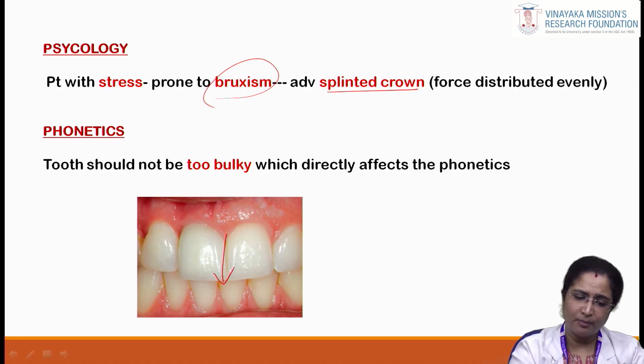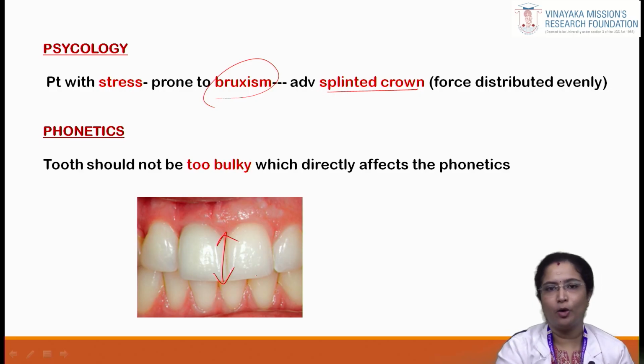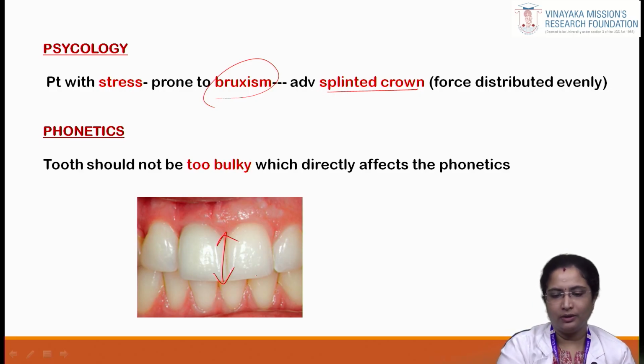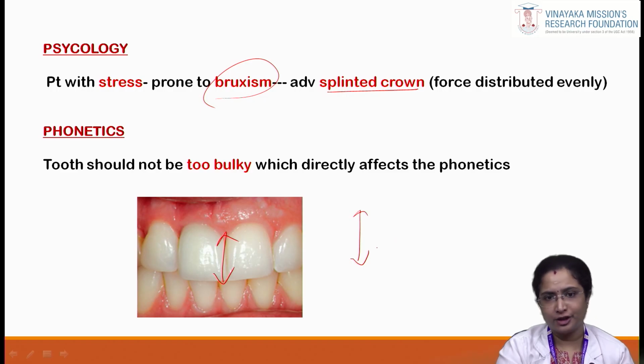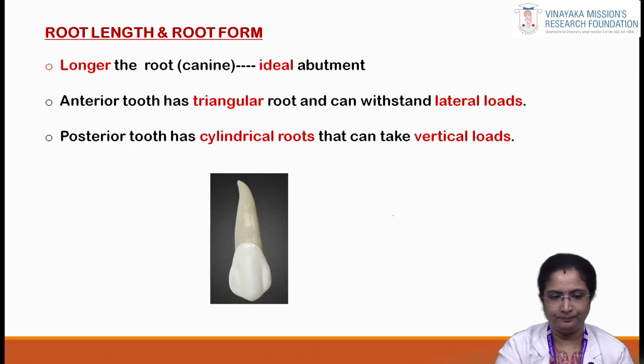In areas where the pontic height is too much or a bulkier crown is placed, phonation will be affected. So phonetics is an important factor based on the pontic length or the tooth form and contour. Phonation will be affected in the patient.